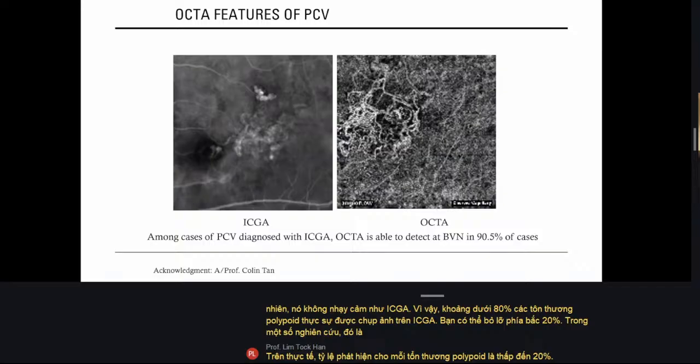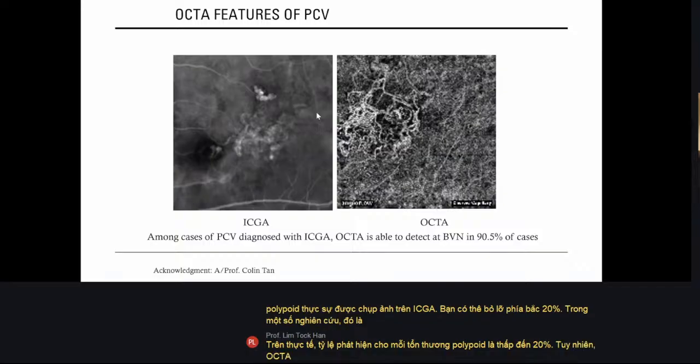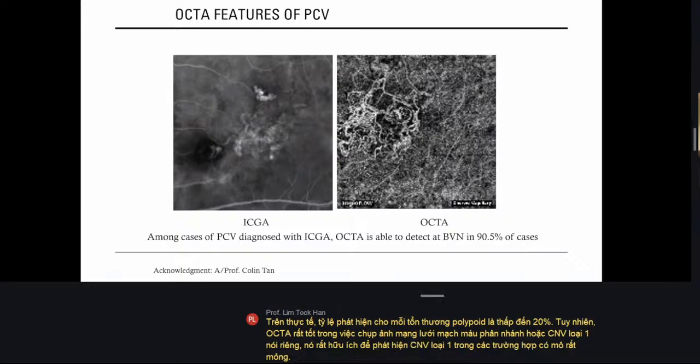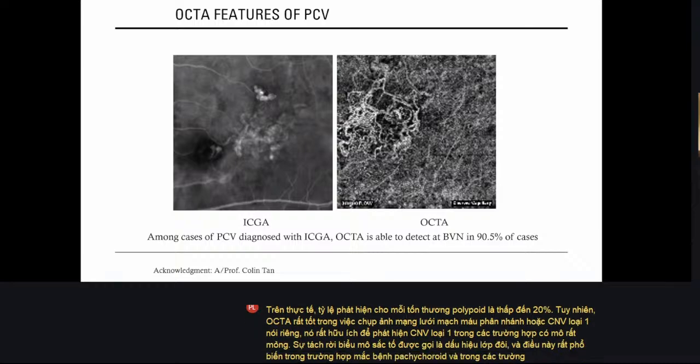However, OCTA is very good at imaging the branching vascular network or the type 1 CNV. In particular, it is very useful to detect type 1 CNV in cases of a very thin pigment epithelial detachment, known as the double layer sign. And this is very common in cases with pachychoroid and in cases of CSCR.